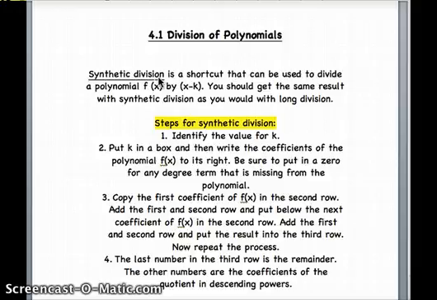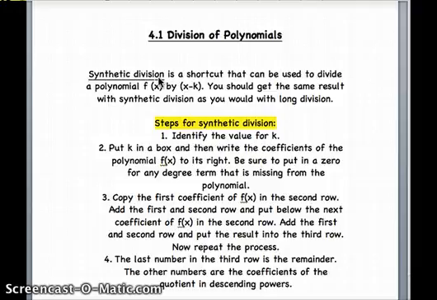So the steps for synthetic division are: 1, identify the value for k. Then 2, put k in a box and then write the coefficients of the polynomial f(x) to its right. Be sure to put in a 0 for any degree that is missing from the polynomial. That is also something to remember. Copy the first coefficient of f(x) in the third row, then add the first and second row and put the result into the third row, and you repeat the process. The last number in the third row is the remainder. The other numbers are the coefficients of the quotient in descending powers.